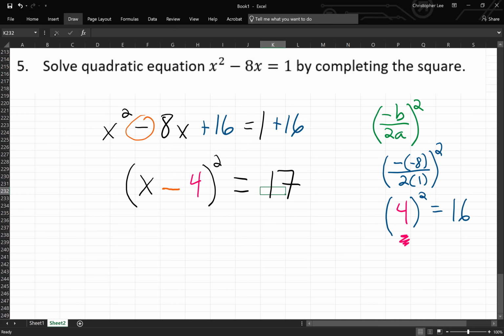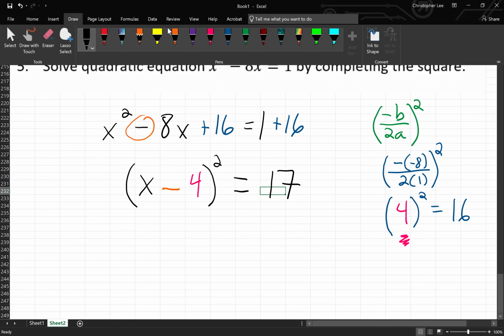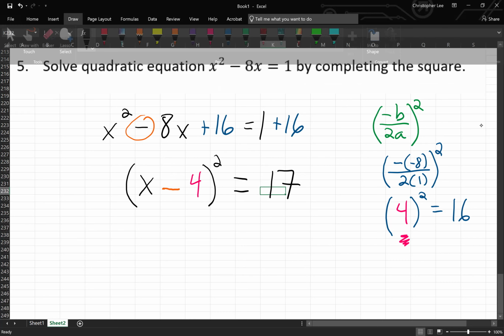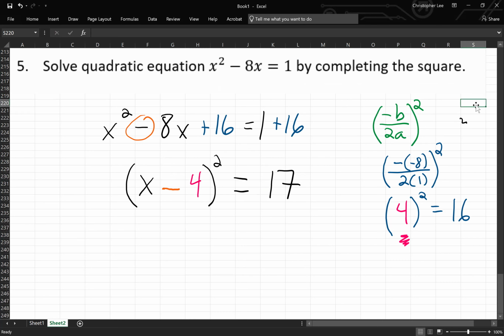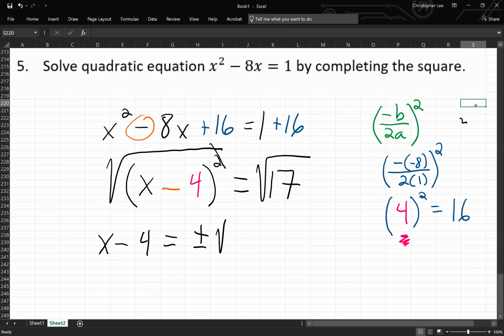All right, anyway, let's get back to this. My goal in doing this is to solve for x. So what should I do after this? Right, I'm going to square root both sides to get rid of the square. What I do to one side, I have to do to the other. These cancel out. So now I have x minus 4 is equal to plus or minus the square root of 17. And what do I do after that? Right, I'm going to add 4 to both sides.